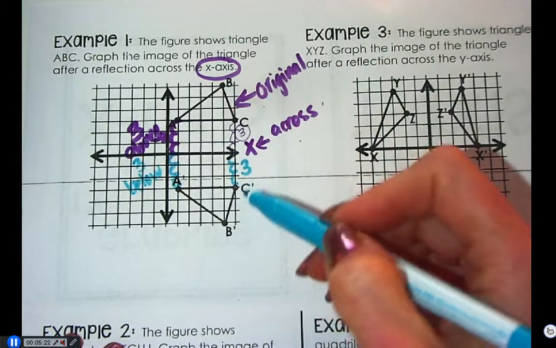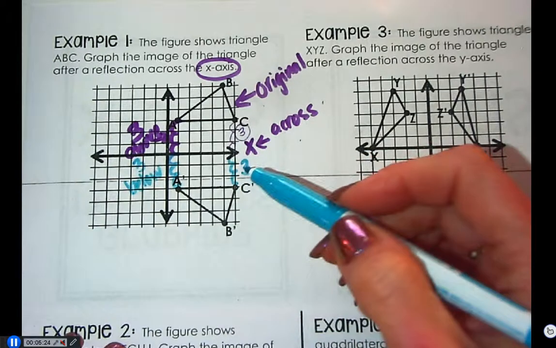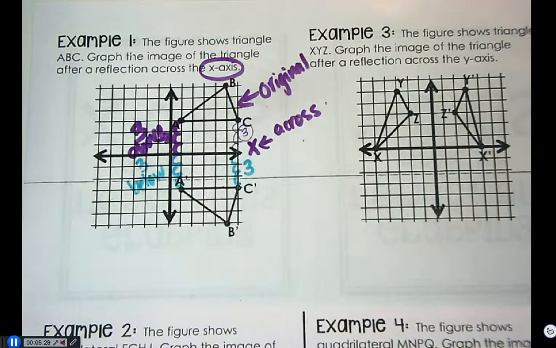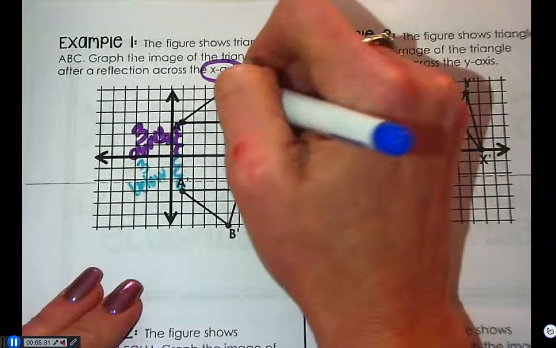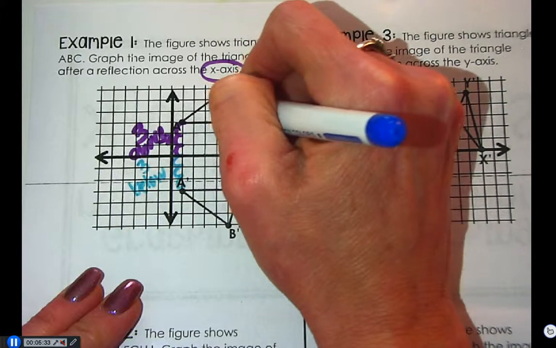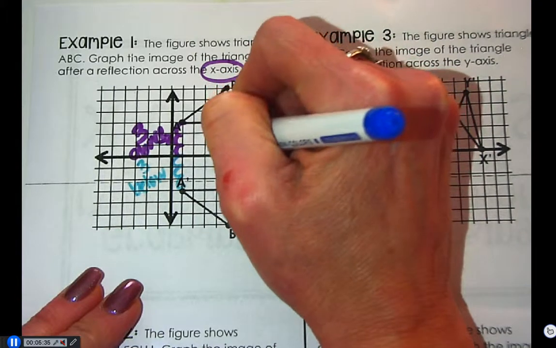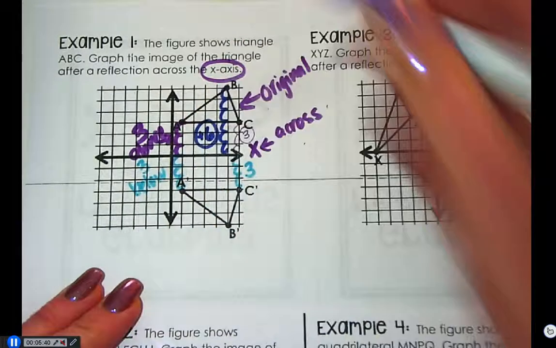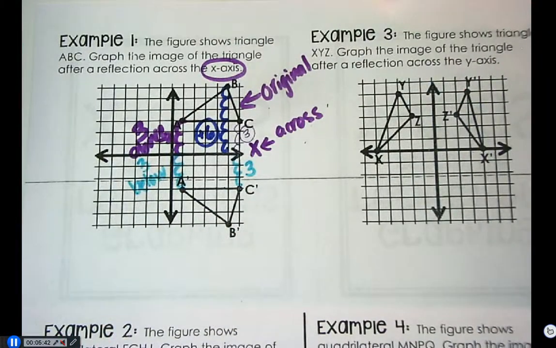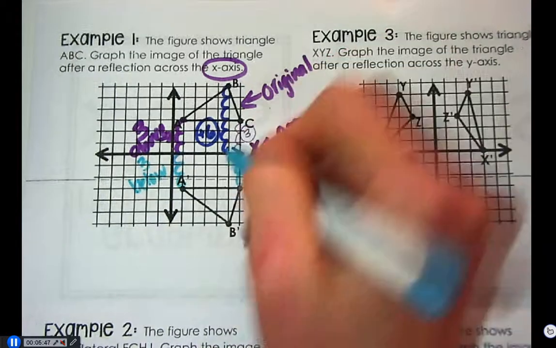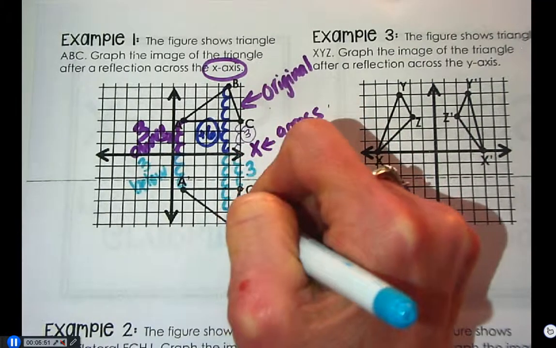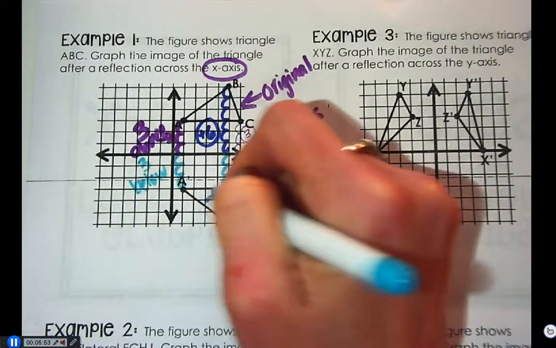So it's the same distance from the x. And then the last one, our point for B, I'm going to count how far B is from the x-axis. 1, 2, 3, 4, 5, 6. This is 6 above. So B prime is going to be what? 6 below. So we're going to start at the x and go down 1, 2, 3, 4, 5, 6. So it's going to be negative 6. It's 6 below.